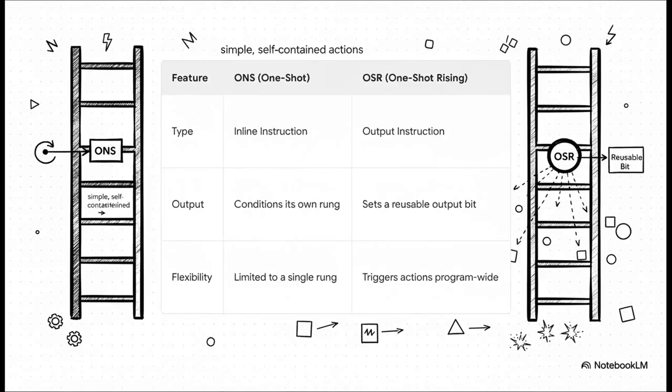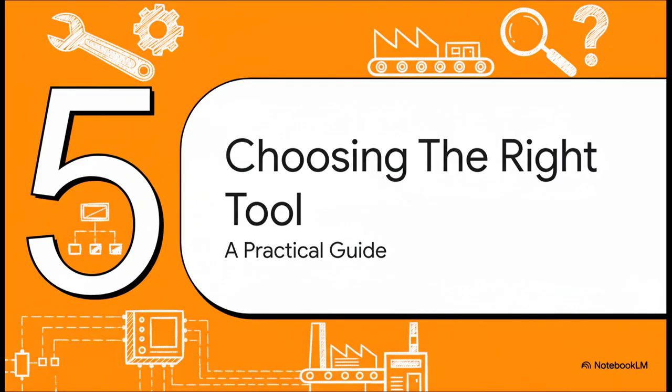So really, it all boils down to this table right here. The ONS is an inline instruction. It's great for simple, self-contained actions on a single rung, but the OSR is an output instruction. It gives you a reusable bit that lets you trigger multiple, widespread actions from just one event. That is the core difference you need to remember. Okay, that's enough theory. Let's get practical. We're going to walk through a few real-world scenarios so you can see exactly when to reach for each of these powerful tools in your toolbox.